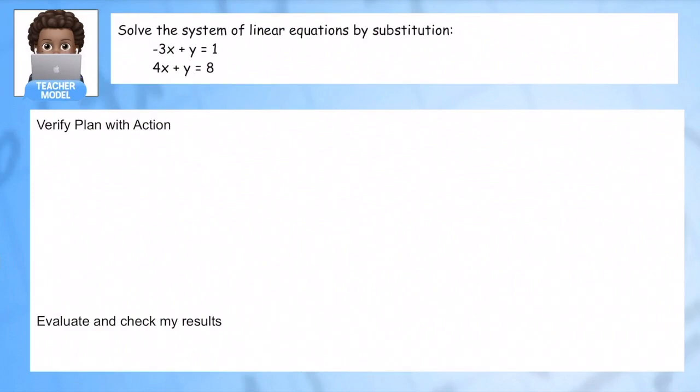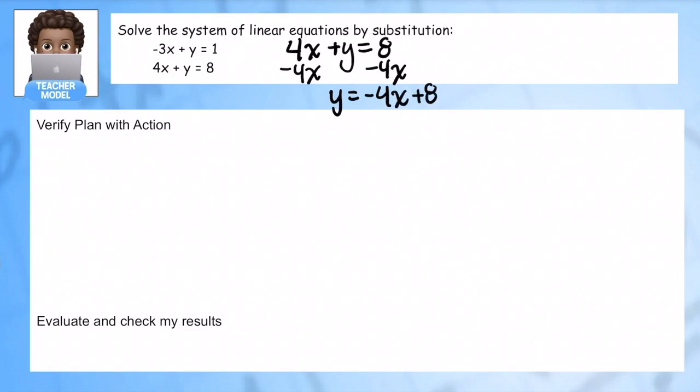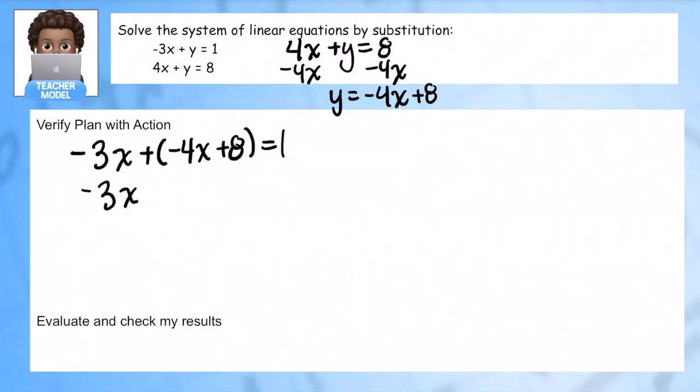Since these are written in different forms, I'm going to create one in y-intercept form so I can substitute for y. I'm just going to choose the 4x plus y equals 8, so that I have y is equal to negative 4x plus 8. Now I'm going to substitute into the other equation. So negative 3x plus parentheses negative 4x plus 8 is equal to 1. Let's distribute a positive 1 and I still ended up with the same terms. Combine like terms.